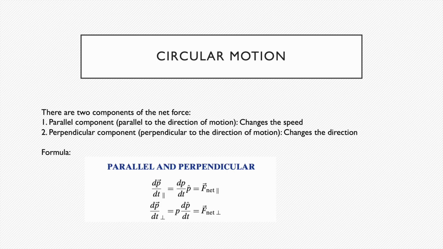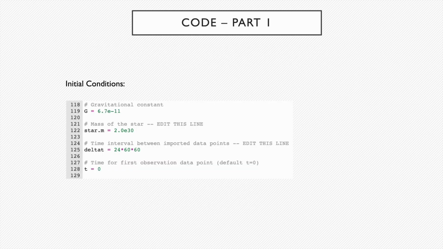Now, for this, there are two components of net force in a circular motion. First is the parallel component, which changes the speed. This is parallel to the direction of motion. The perpendicular component, which is perpendicular to the direction of motion, changes the direction of the system. So we can see the formula for both.